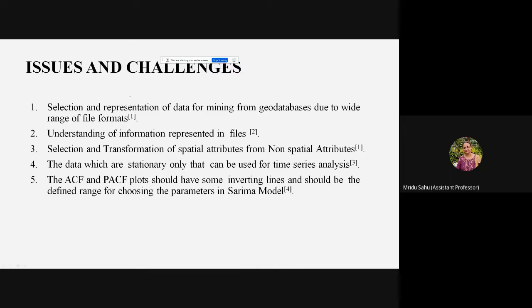The selection and representation of data for data mining with geodata involves a range of file formats, understanding of the information represented in the files, and selection and transformation of spatial attributes. As I already told you, you have to find out which type of variables you have, whether continuous, discrete, or categorical. You have to find this out first. Our information is about spatial attributes versus non-spatial attributes. The data should be stationary only. What do we mean by stationary data?